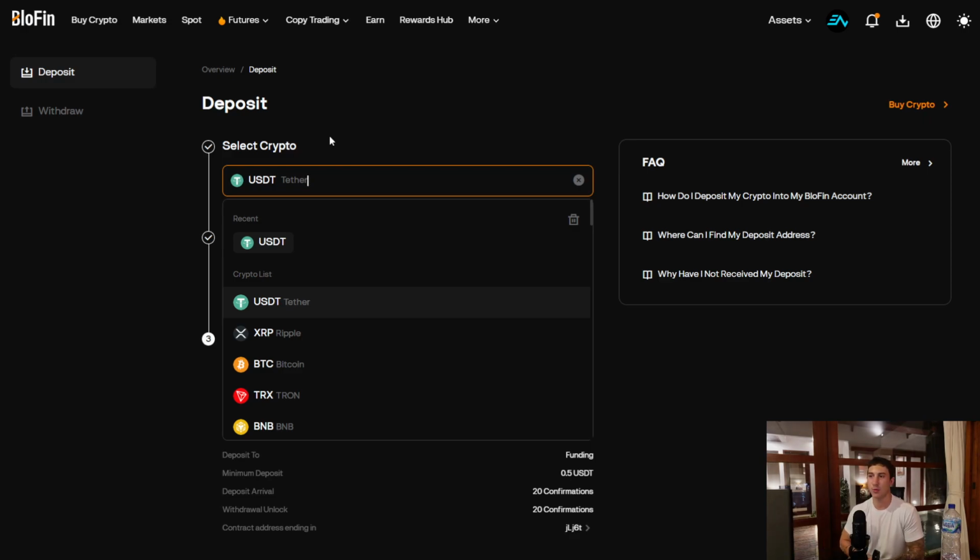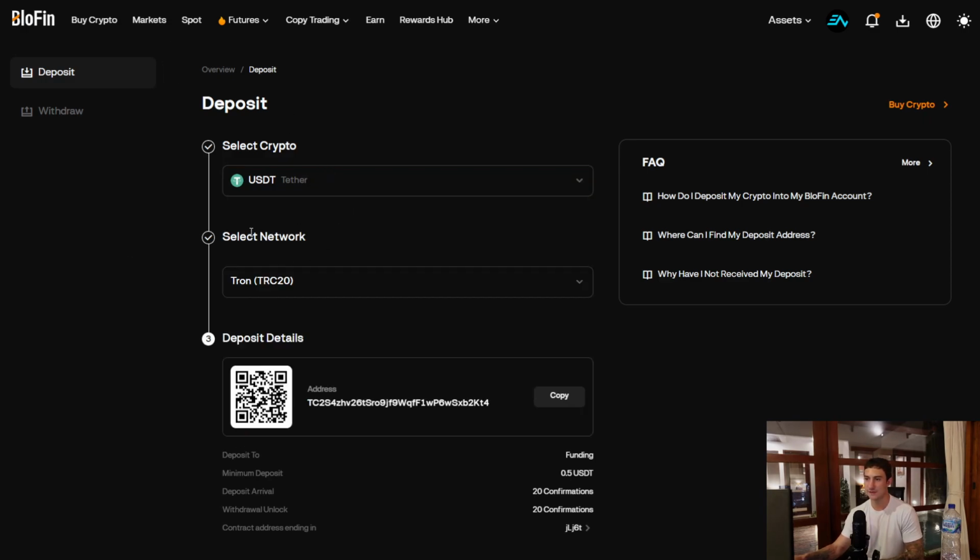It doesn't really matter what crypto you deposit into Blofin. However, because we're going to be trading futures with USDT anyway, it makes sense to just send USDT to your address here. So press USDT. And then this is very important. Okay. The network which you're sending it from.